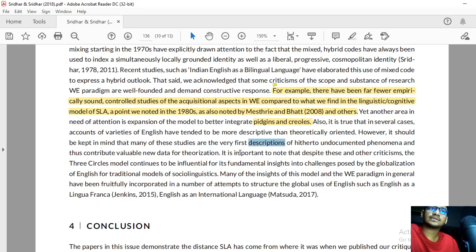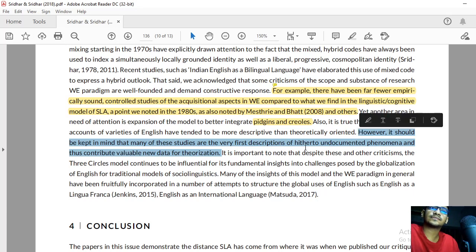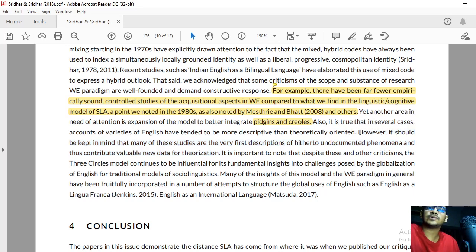So this is a defense of Sridhar's own criticism. Sridhar and Sridhar criticized WE that there is not much theoretically oriented data and research, but they also defend World Englishes by saying that sometimes, especially at the first signs of research in a country, descriptions are actually good.